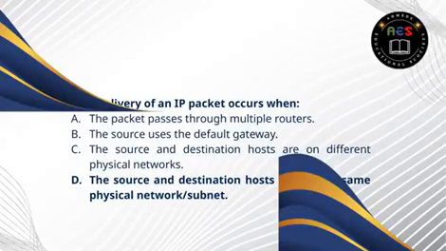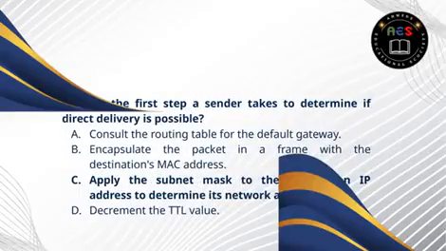So, in summary, direct delivery occurs when the source and destination hosts are on the same physical network or subnet, allowing for a more straightforward, efficient transfer without passing through multiple routers. This is a fundamental concept that helps us understand how IP packets are routed and delivered efficiently depending on network topology.